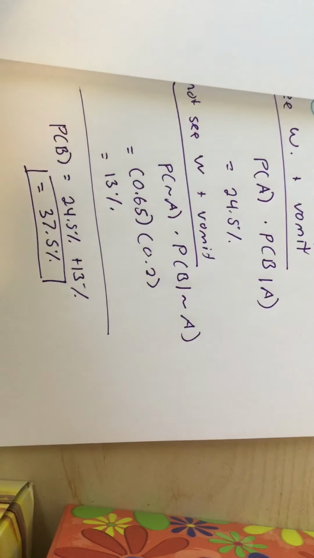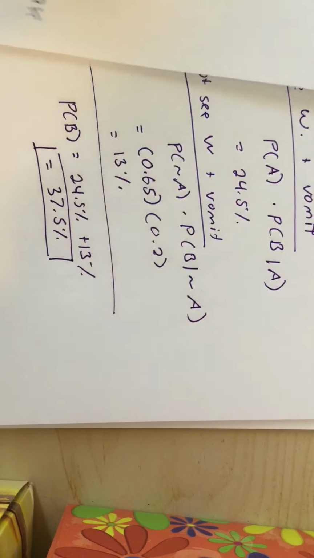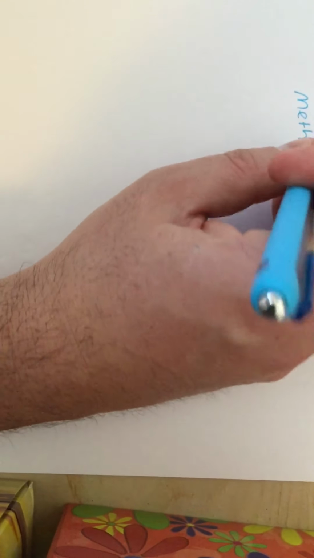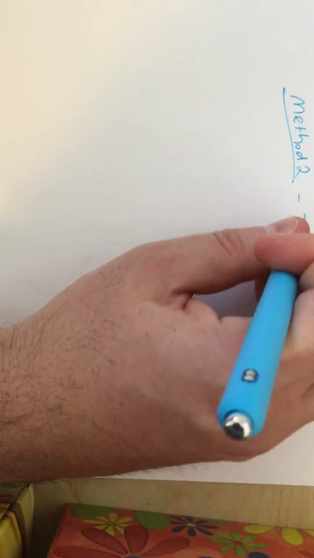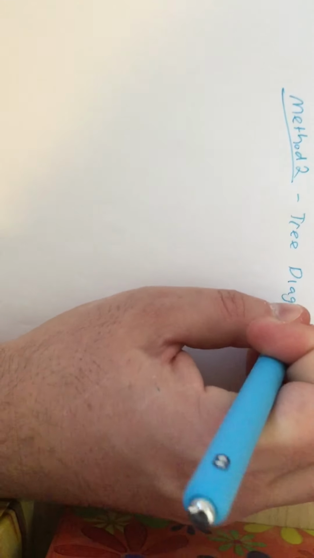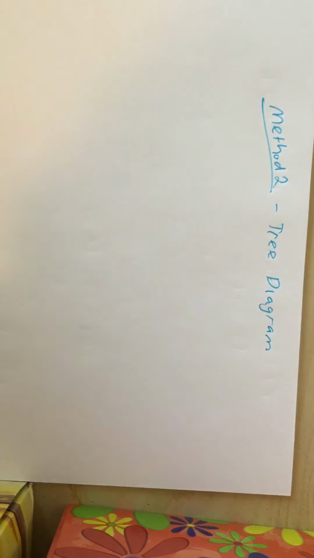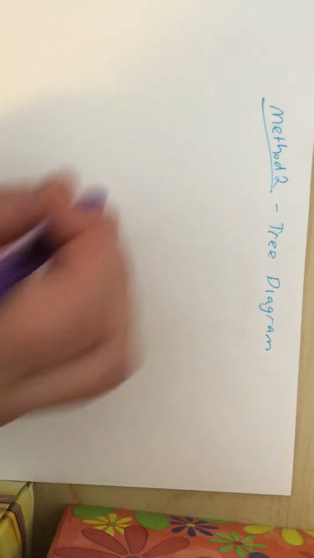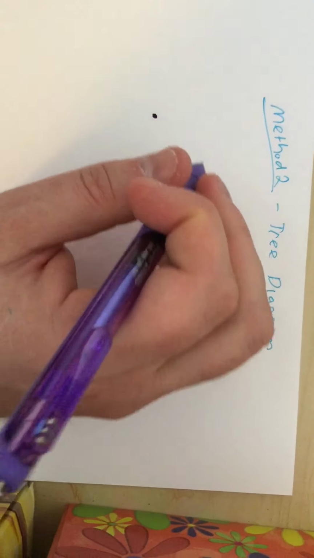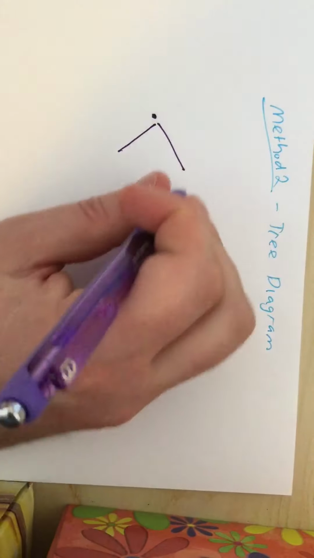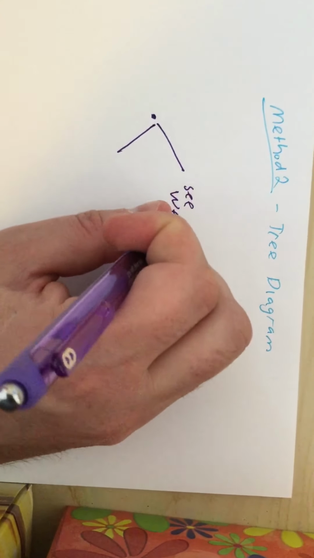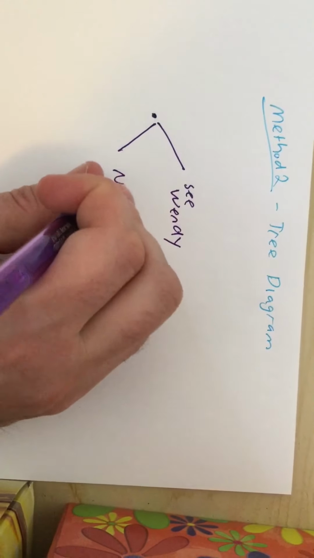I'm going to show another way of doing this exact same problem, a different way of setting it up. It's hopefully going to give the exact same number. We're going to call this method 2, a tree diagram. But it's not going to be a normal tree diagram. It's what I'm going to call a weighted tree diagram. It's going to start with a dot, like most tree diagrams. And then what could happen is he could either see Wendy or not see Wendy.